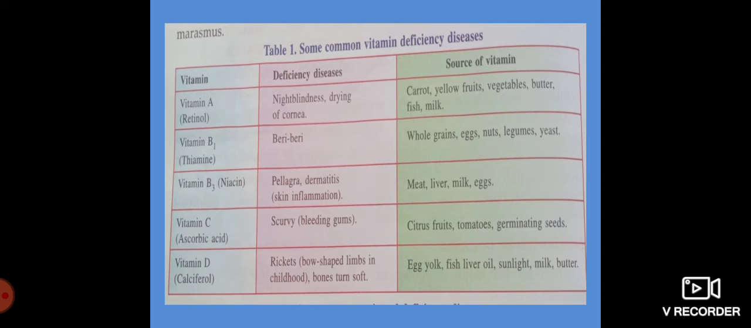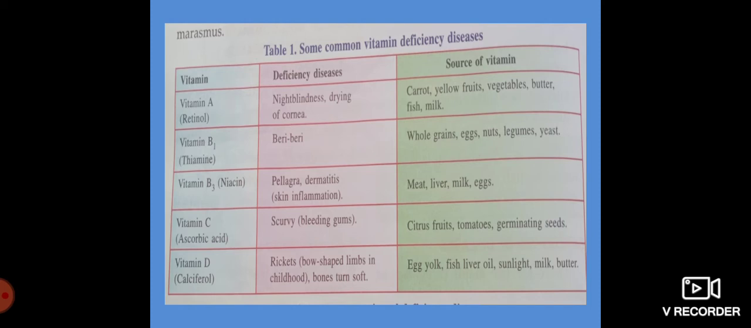Now, the sources of vitamin A. Which are the sources of vitamin A? Food items such as vegetables like carrot, then yellow fruits, vegetables, butter, fish, milk, etc. They contain vitamin A.